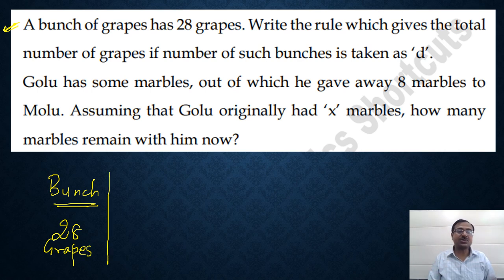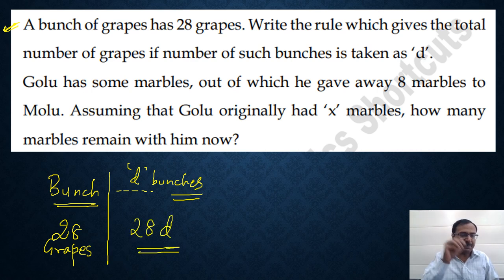So one bunch has 28 grapes, and therefore if you have two bunches, then it will be 2 times 28. If you have three bunches, then 3 times 28. And similarly, if you have d such bunches, then the number of grapes will be 28 times d. So you don't need to write multiply in between 28 and d. 28d, that means 28 times d. So that is the answer for this question.